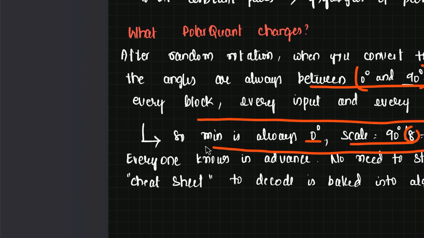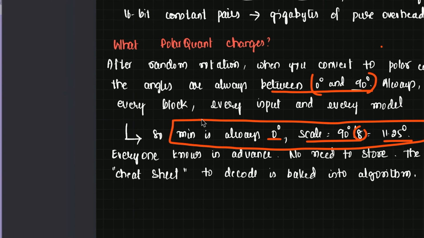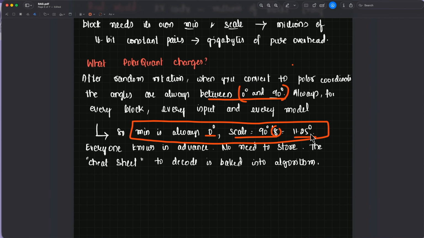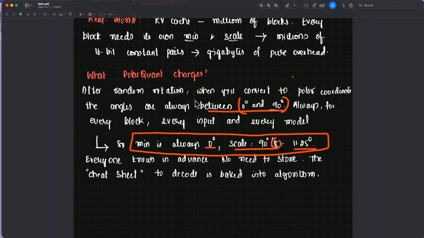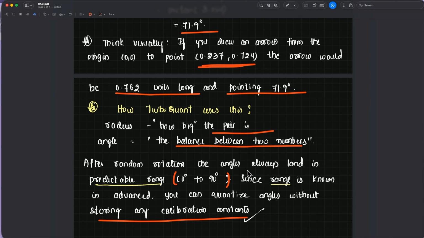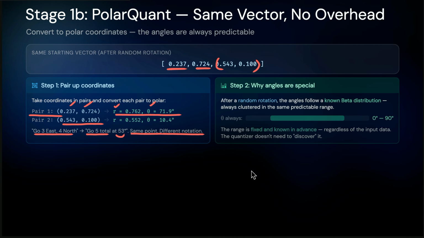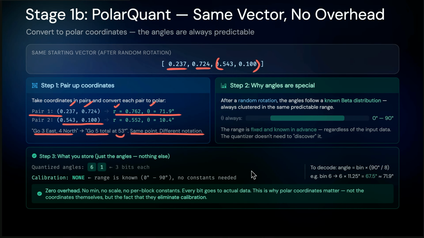So we already pre-computed that our minimum is always 0 and scale is always 11.25 degrees. So we don't have to store this again and again. Now using this, we can overcome the calibration problem that we saw earlier. This is exactly what the slide says. If we come back to the slide, finally when we store the result, we just store the quantized angles. That's all. No minimum value, no scale factor, no calibration constants. Every single bit goes to the actual data.